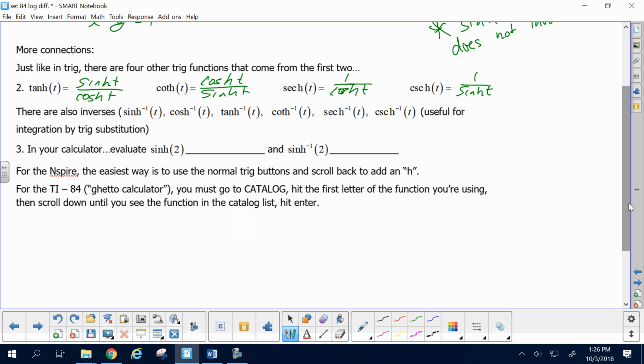Did you get these in your calculator okay? Good. What was sinh of 2? 3 point what? 760?